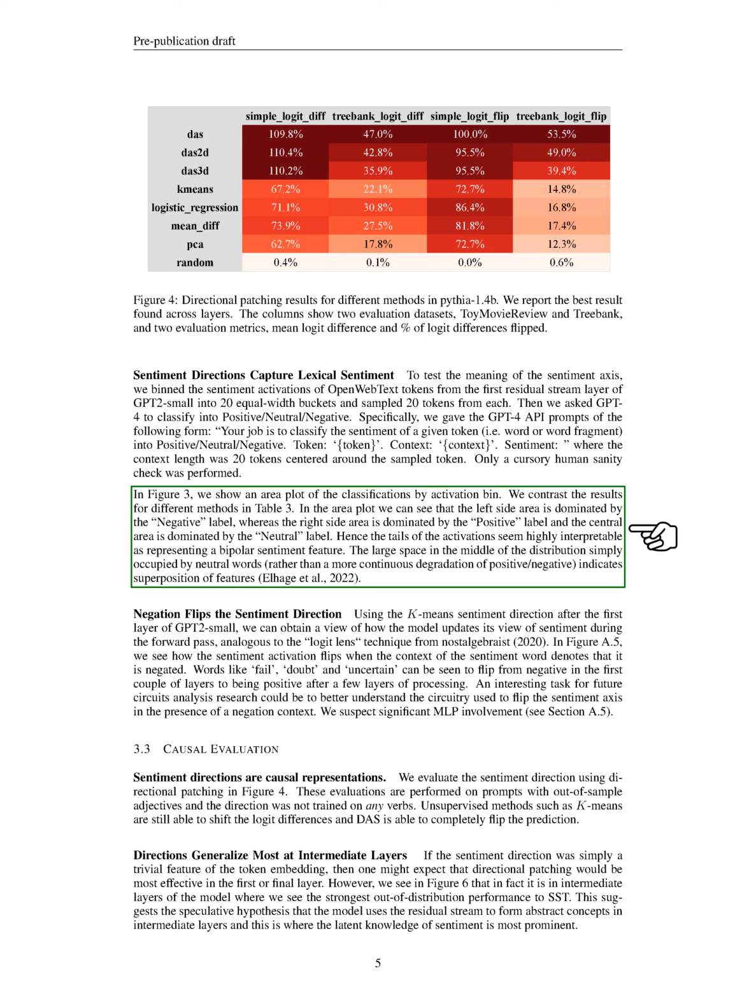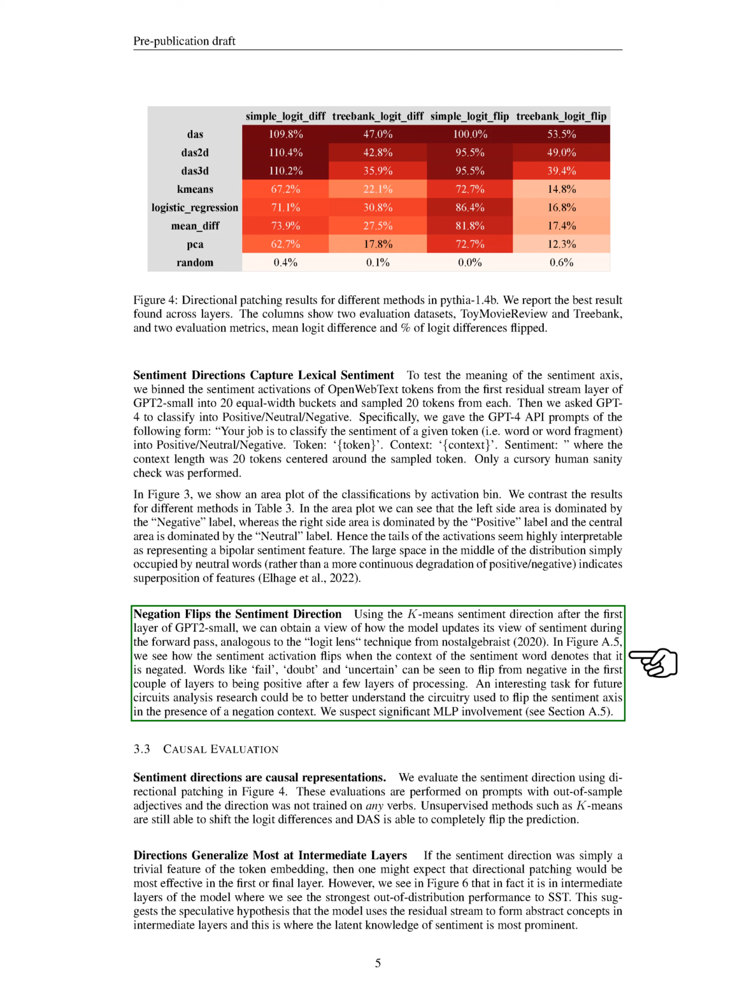Our findings, illustrated in a graph, show that the left side is dominated by the negative label, the right side by the positive label, and the center by the neutral label. This suggests that the extremes of the activations can be interpreted as representing a bipolar sentiment feature. The large neutral area in the middle of the distribution, rather than a gradual decrease of positive-negative, suggests overlapping features.